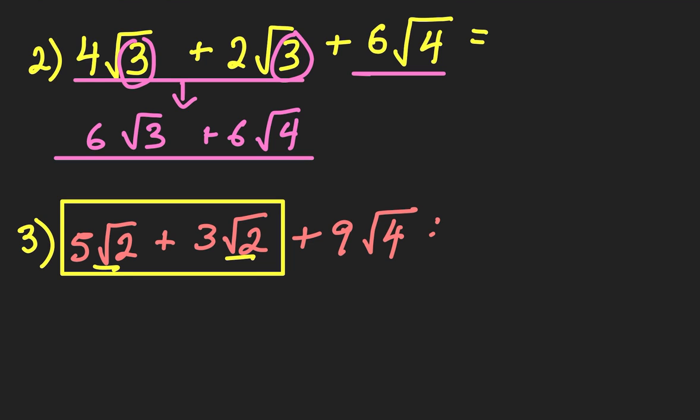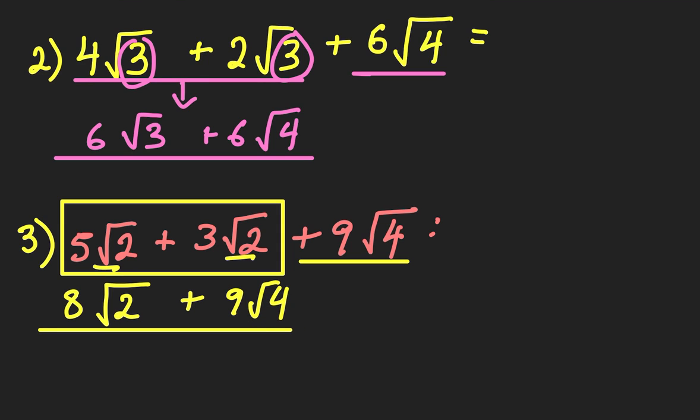5 and 3 becomes 8. The root value stays constant, leaving 9 root 4 with no support but by itself, plus 9 root 4. And this is our simplified outcome.